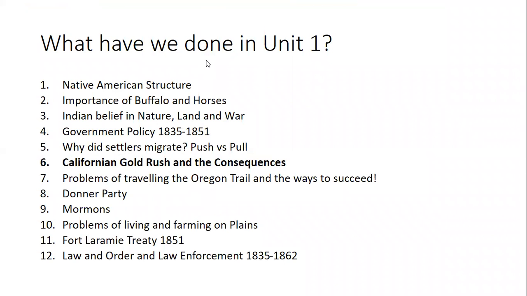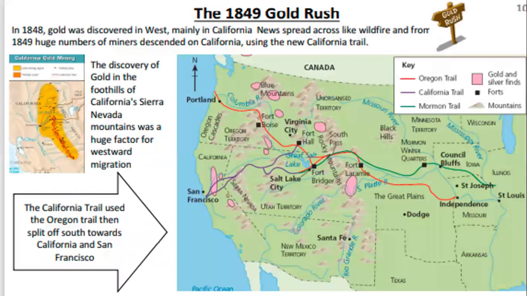Right, the last thing this video is going to go through is the California Gold Rush, and then you're going to have part 2, which will talk about the other 6 items that we've done so far. So the California Gold Rush was one of the biggest pull factors, which essentially made more people move to the west of America. So in 1848, gold was discovered in the West, mainly in California, and this type of news spreads very quickly. And by 1849, huge numbers of miners descended on California using the new California Trail.